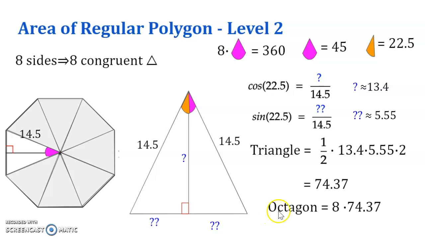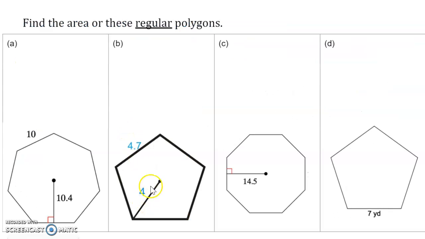have the area of the octagon is going to be 8 times 74.37, which is going to be 594.96 units squared. Okay, so we've just figured out how to do that when we don't have the apothem. If we are given the radii instead of the apothems, then we can still figure it out using our trig function. Okay, so now that we know this, let's see if we can tackle B, C, and D.